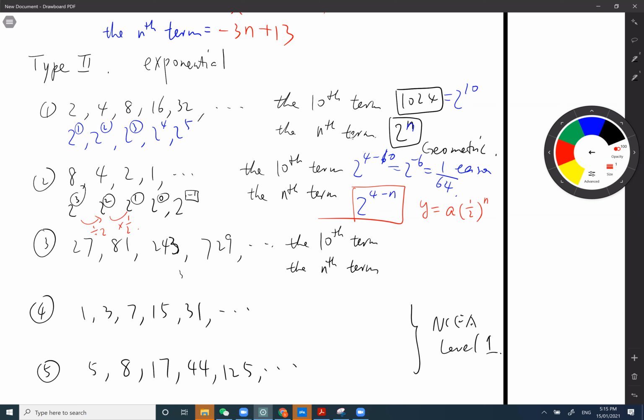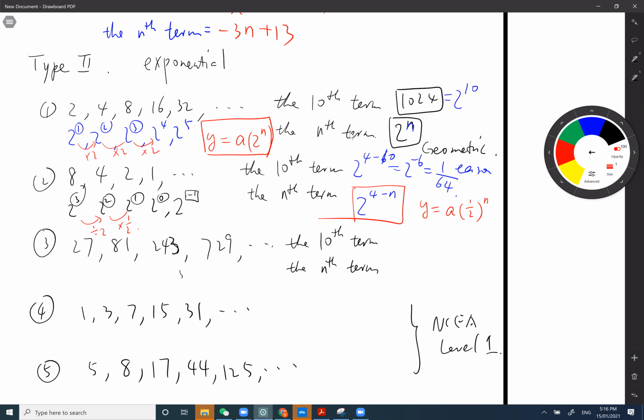For the other one, each time you times by 2. So the formula should be y equals a 2 to the power of n. That's the general method. If you know each time you times by a number, it's just the number to the power of n, with a little constant in front. The second one, you divide by 2, which means half. So half to the power of n.